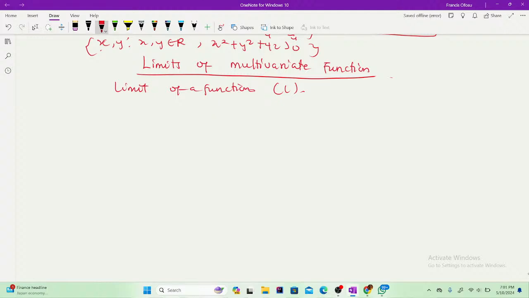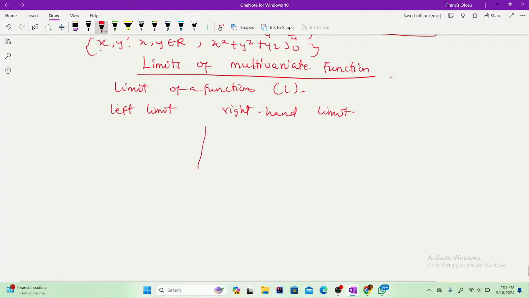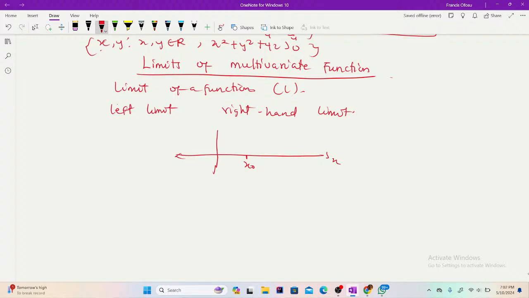Under that, from calculus 1, we had what we call the left hand limit and the right hand limit. That was in calculus 1, or calculus with a single variable. Whenever you are on the xy plane, if you want to approach any point, let's say x naught, you can only approach this point in two directions, either coming from the right side or coming from the left side. So this gives rise to what we call the left limit and the right limit.